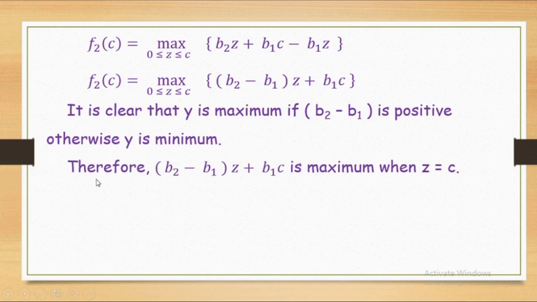Therefore (b2 minus b1) into z plus b1 of c is maximum when z is equal to c. By observation, this value becomes maximum when z is equal to c. Otherwise it will be minimum.